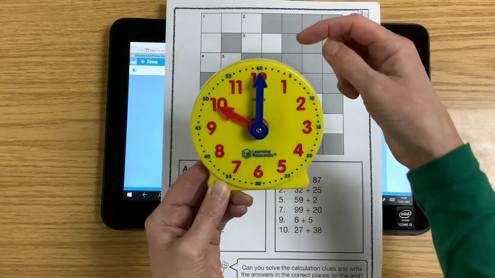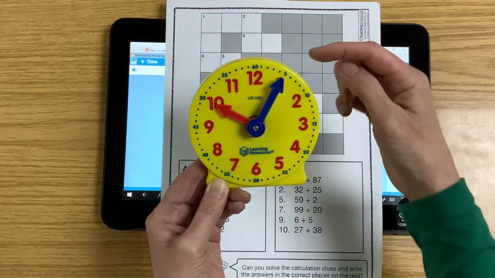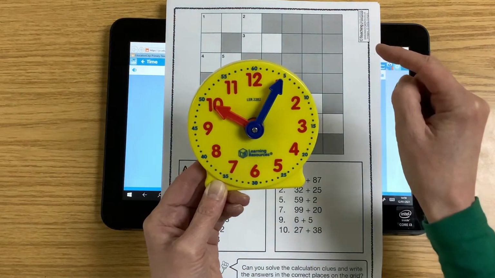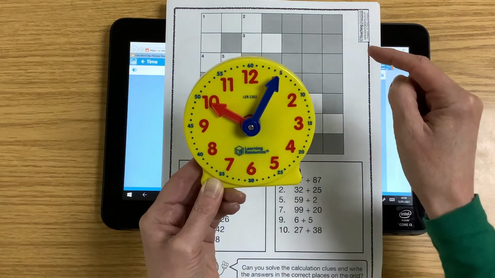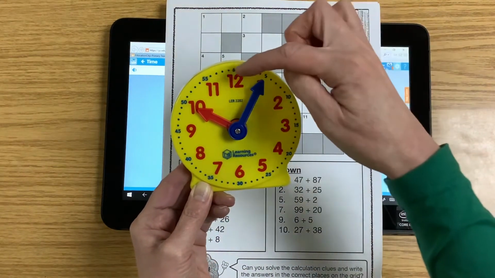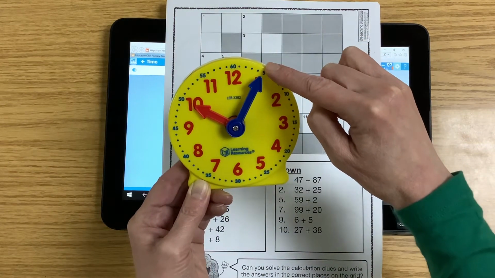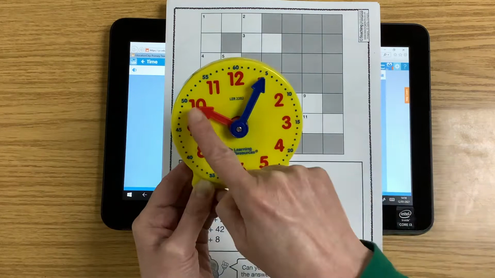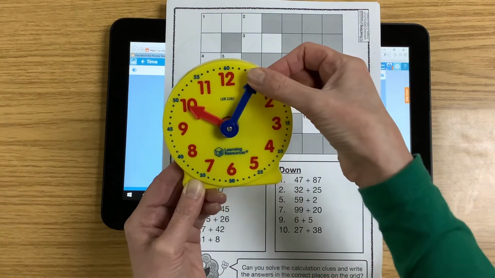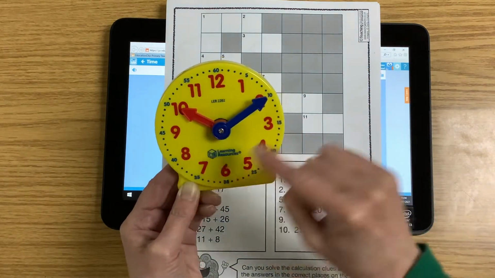Now, if I was to add on a couple of minutes, if I was to move my minute hand on round to there, well, the minute hand is now covering the number 1. How many minutes after the hour have I gone? Well, that's those little individual dots around the side. When the minute hand is sitting over the top of the 1, it's 5 past. So it's 5 past 10. If I added on another 5 minutes, then it would be 10 past 10.